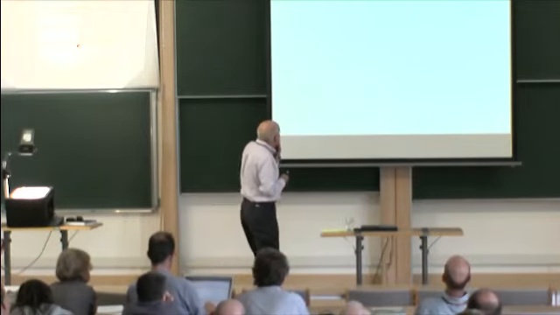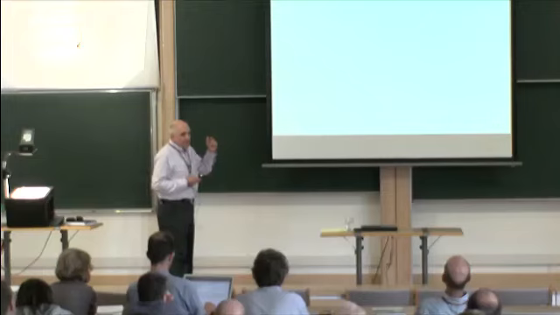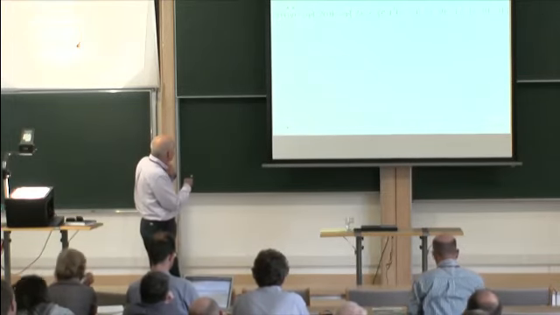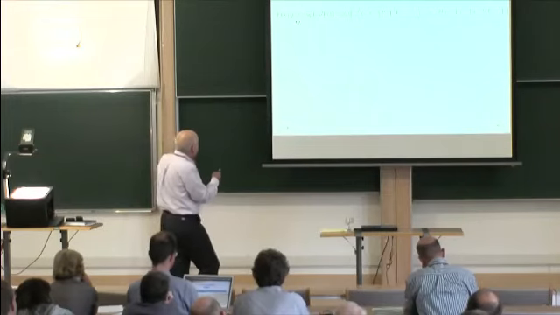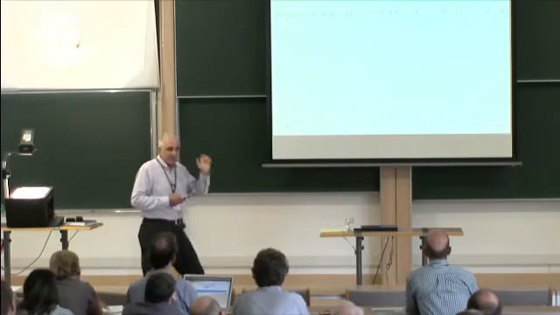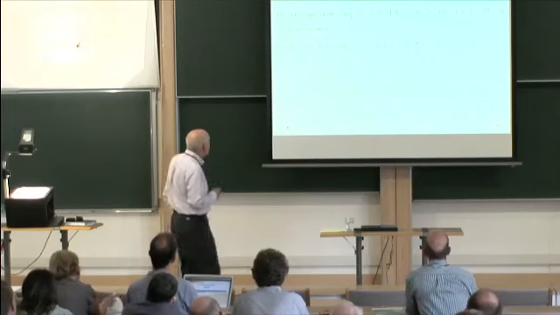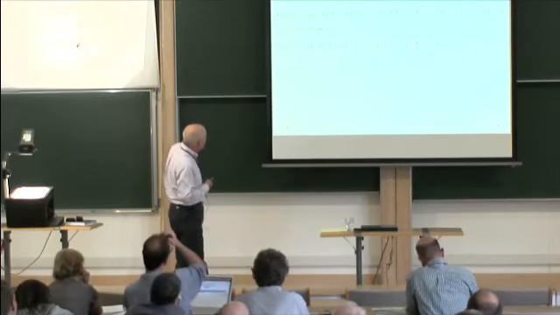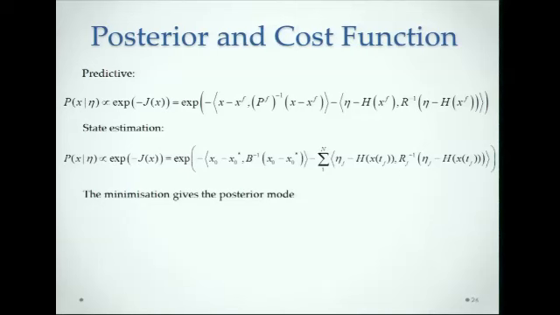So, all right, let me make a connection between the posterior and the cost function, because this is rather nice. On the predictive level, the posterior distribution can be written as the exponential of minus the cost function, right? So there's an intimate relationship between the cost function and the PDFs. In state estimation, it can be written like this. It's the same thing. And the minimization will always give you the posterior mode. So if you're doing 3D-Var, 4D-Var, or whatever, you're actually getting one particular piece of statistic from your PDF.